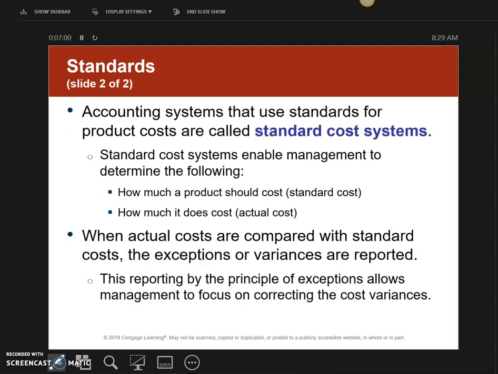In a standard cost system, we really just want to know how much should a product cost, and how much does it actually cost. So we're going to set the standards. Our standards are usually set by budgeting. And what we're going to do in this chapter is, after we've set a standard cost, go back and find out how much did it actually cost, and compare the two. And that's what this chapter is all about.